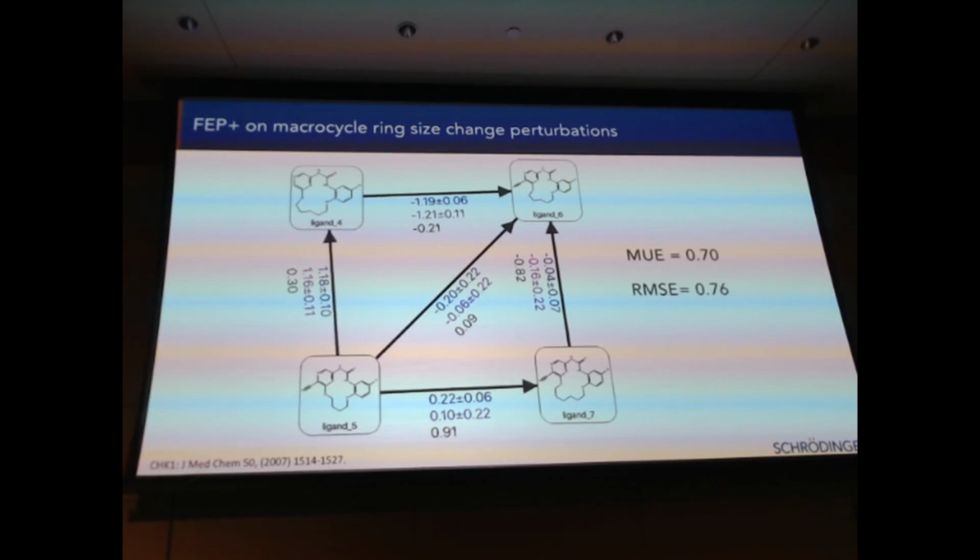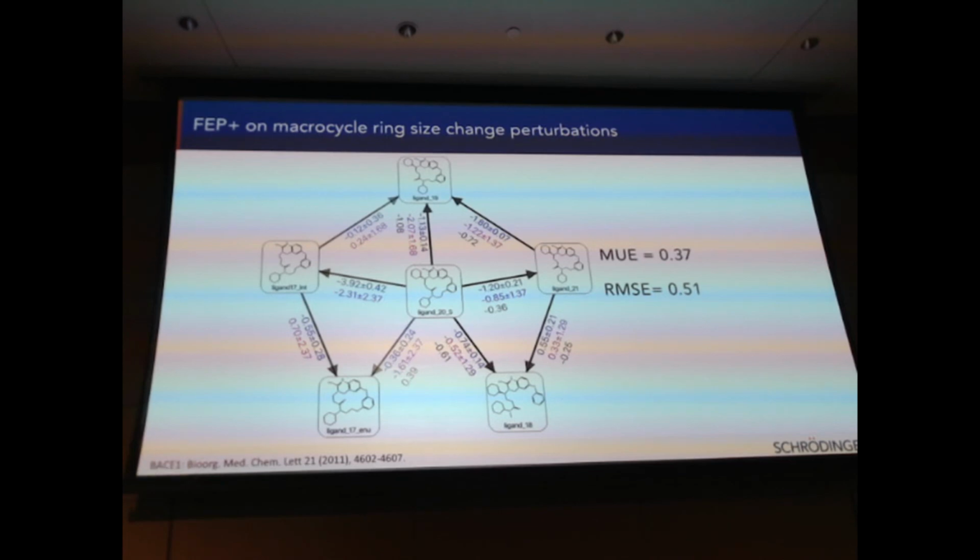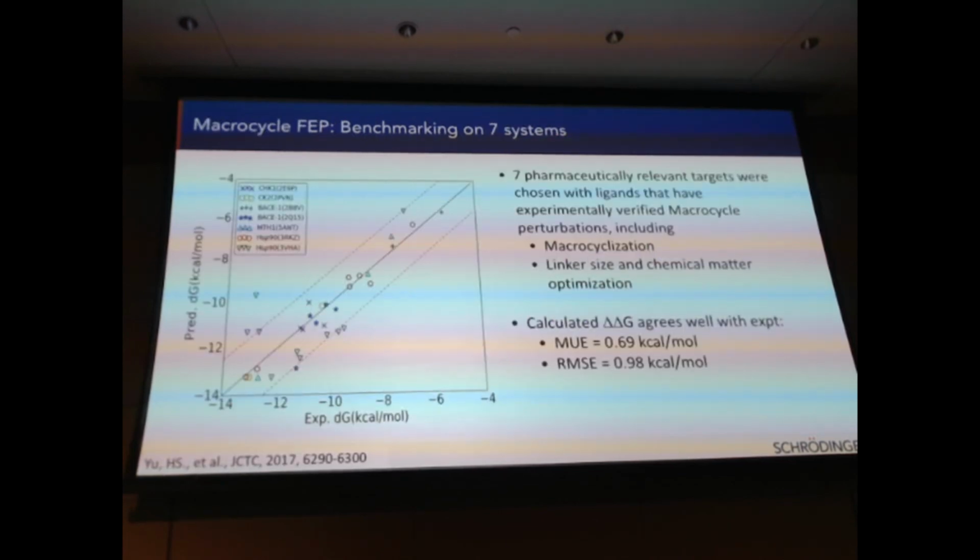And we can also evaluate ring size change perturbations like small molecules. Here's one example. For 4 CHEK1 inhibitors with different ring sizes, from a 4 carbon linker to a 5 carbon linker to a 6 carbon linker, the calculation agrees well with experiment. There are many other examples I won't discuss in detail, and we benchmarked this on 7 different targets with many different unique perturbations. Again, the RMSE is about 1 kcal.